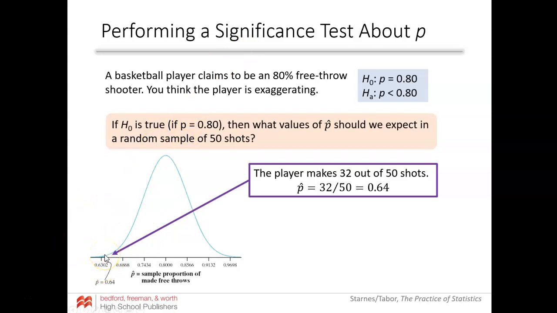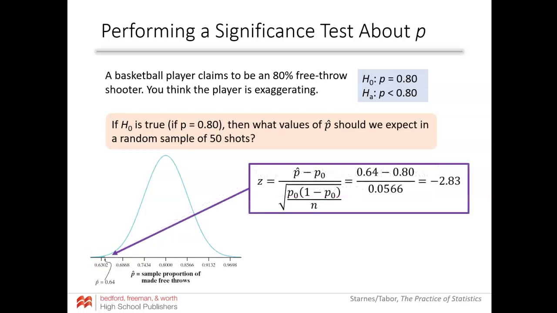Now, where did that 32 out of 50 come from? Again, I think this was a previous example that we were looking at in a previous lesson. So what we're going to do here is standardize that value and this entire curve, and we're going to find the z statistic. We're going to learn in a moment on our calculator, it's a one proportion z test. So this is going to be our z statistic, our standardized statistic.